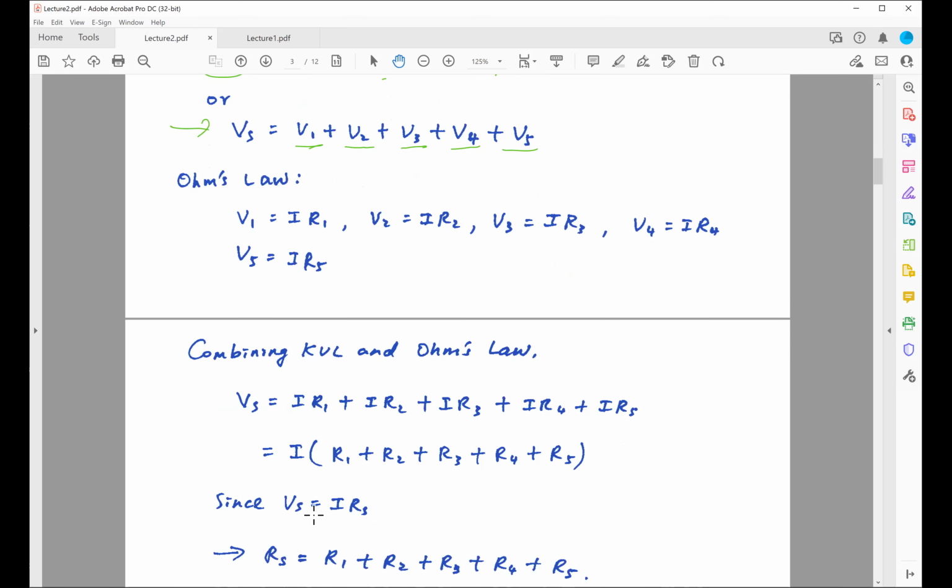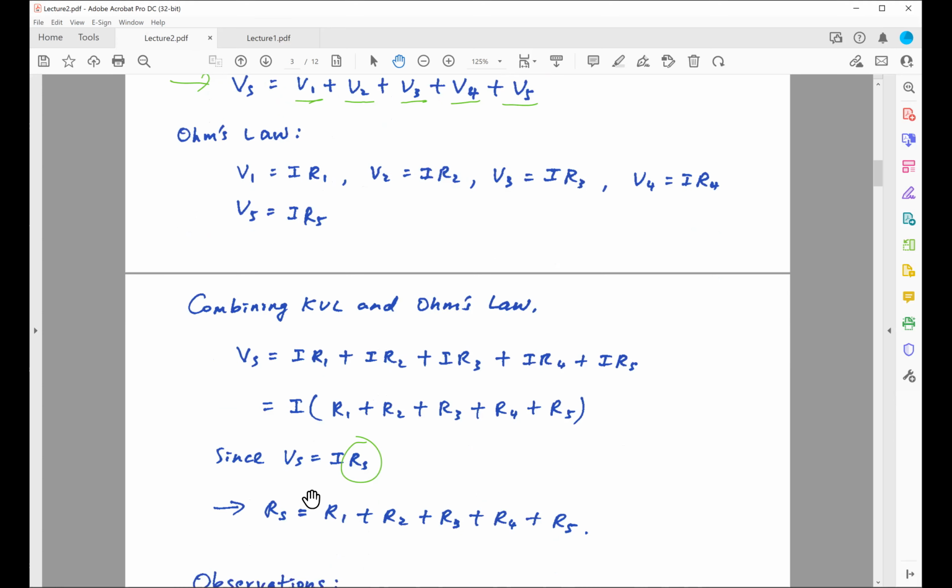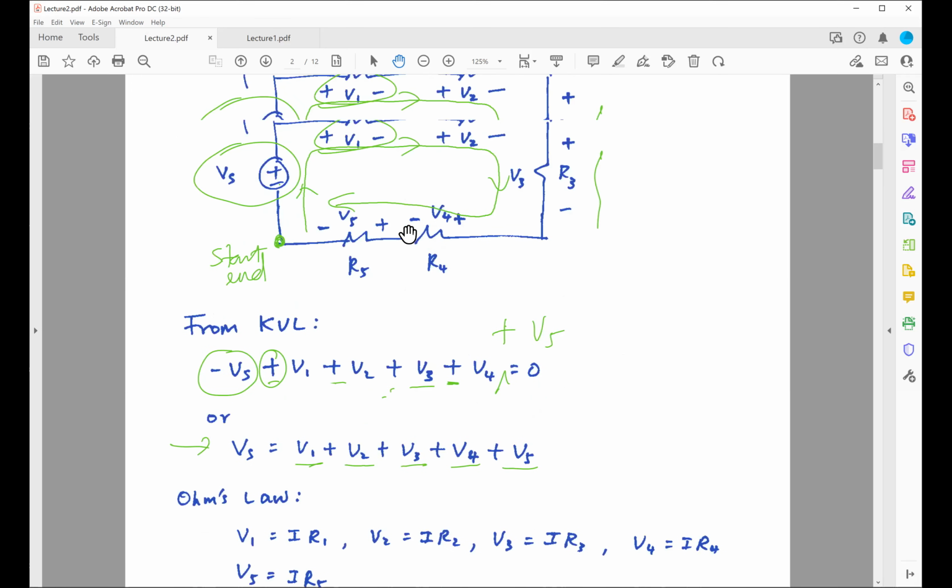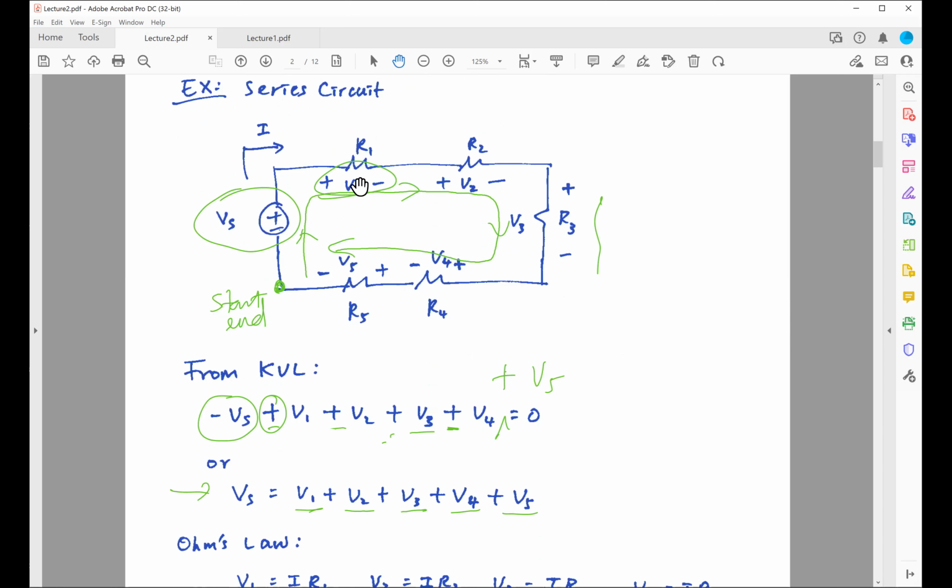Knowing that Vs is equal to I times some equivalent resistance, I can deduce that this Rs has to be the sum of all these resistors, starting from R1 all the way to R5. So therefore, I can conclude that this equivalent resistance, Rs, is equal to the summation of all of these resistors in this branch, within this loop.